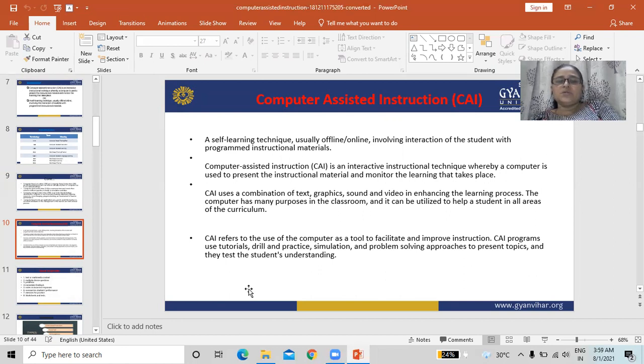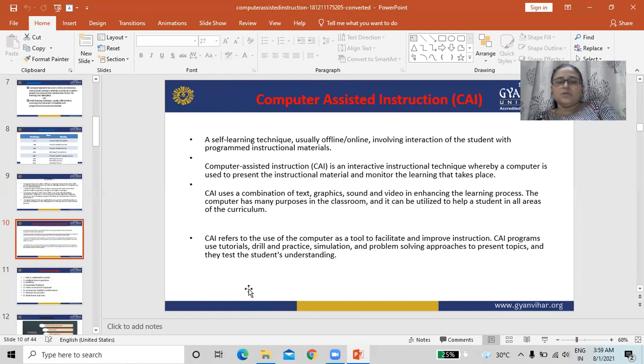Computer assisted instruction uses a combination of text, graphics, sound, and video, enhancing the learning process. The computer has many purposes in the classroom, and it can be utilized to help a student in all areas of the curriculum.